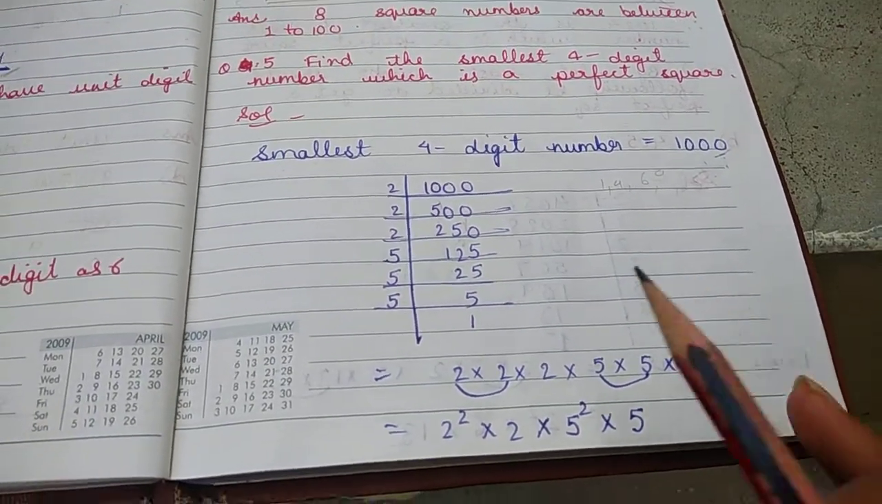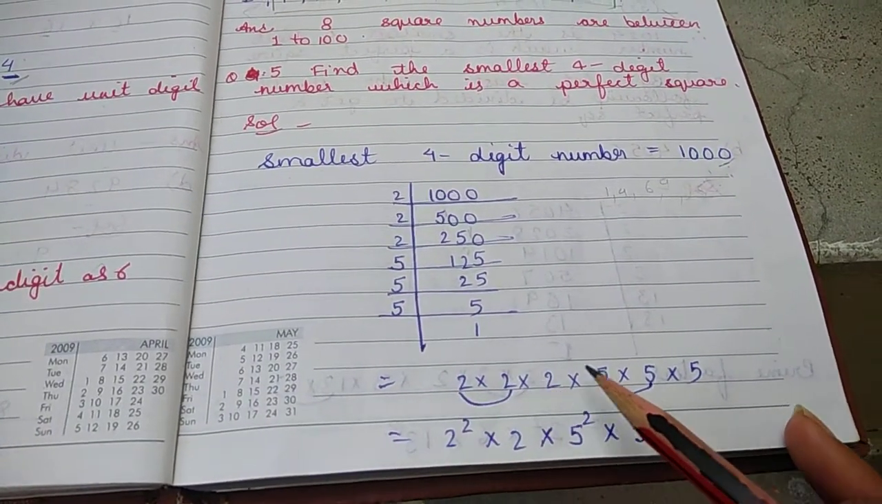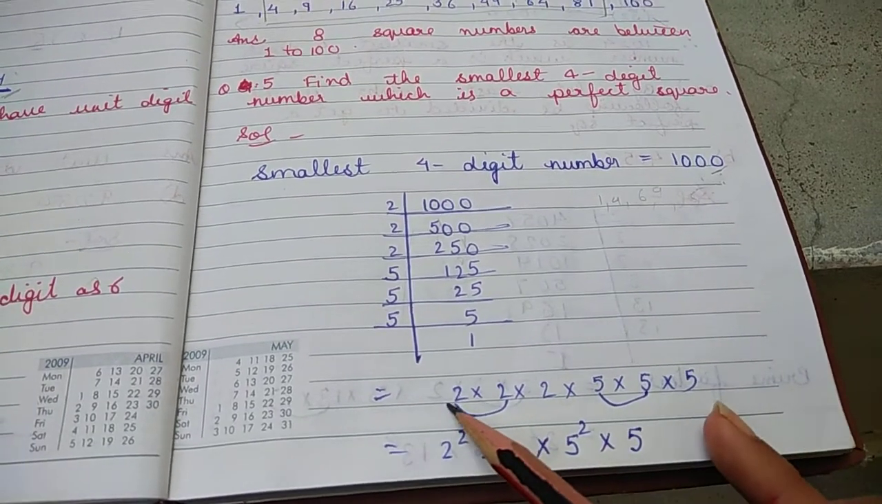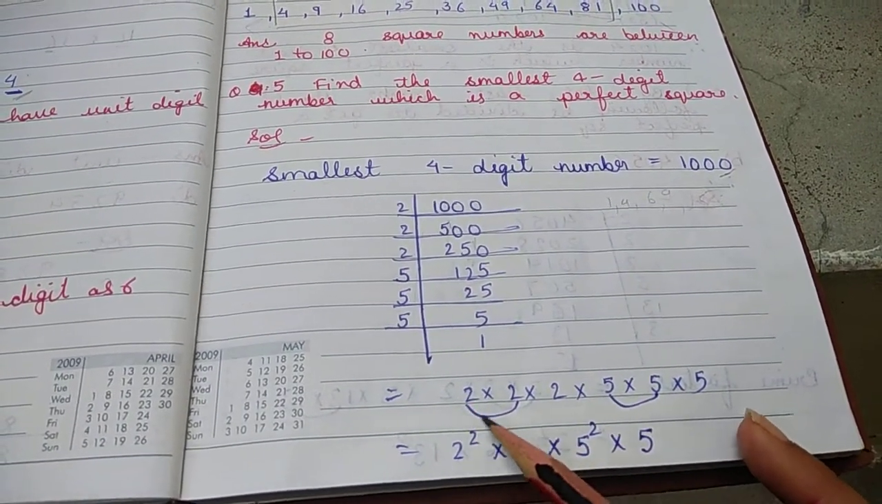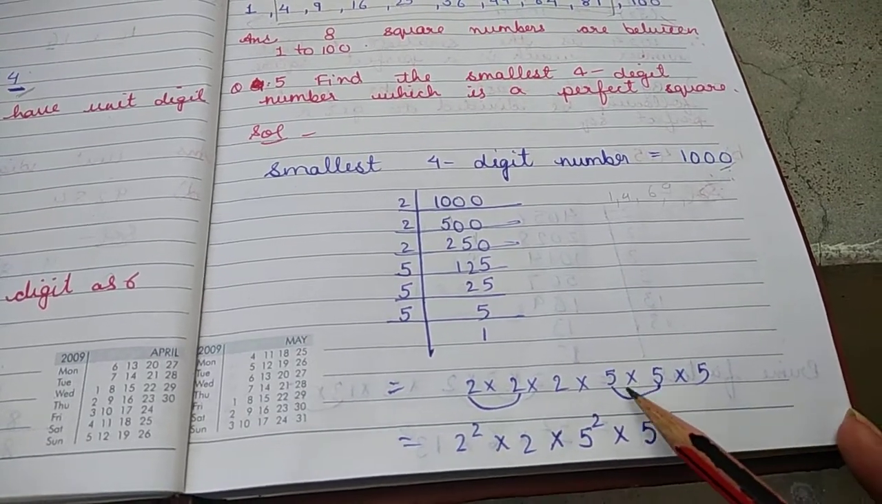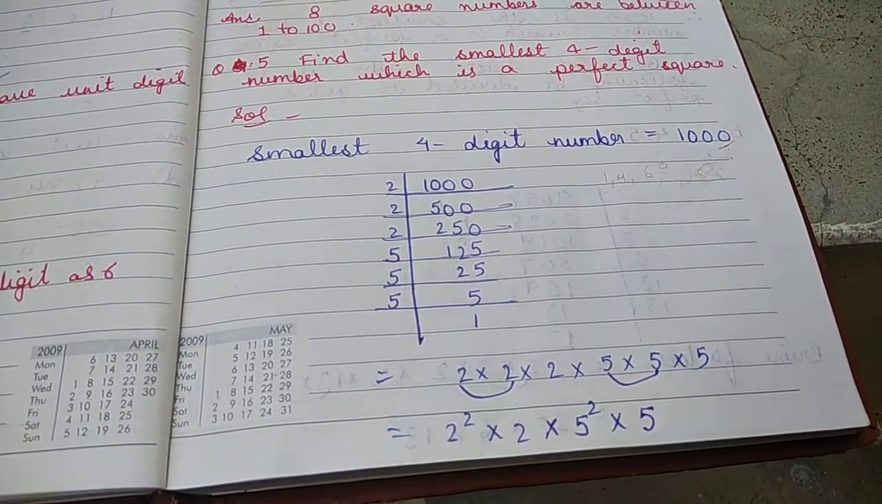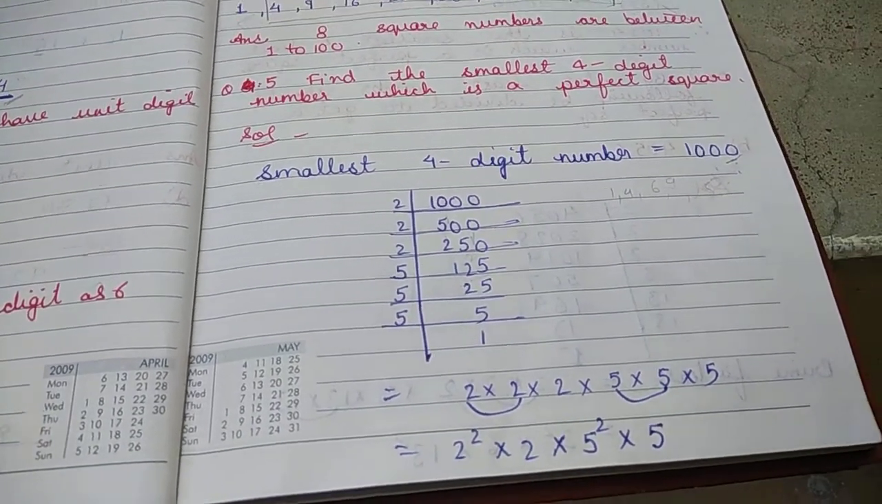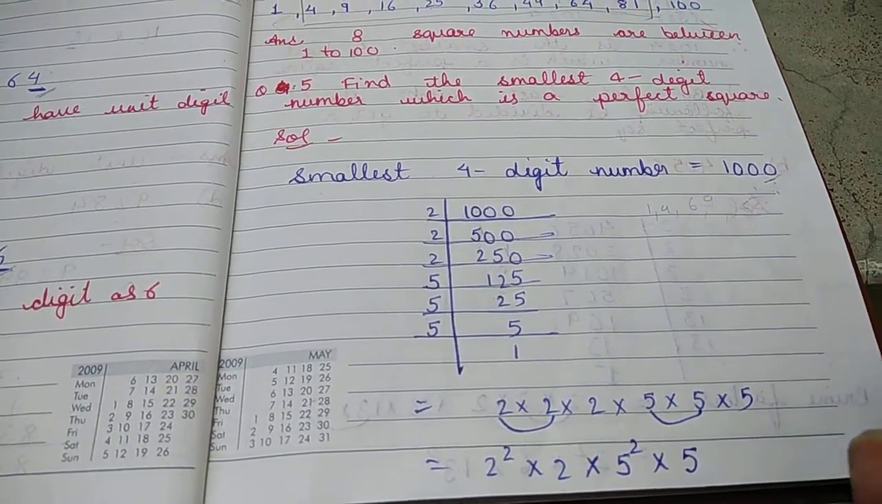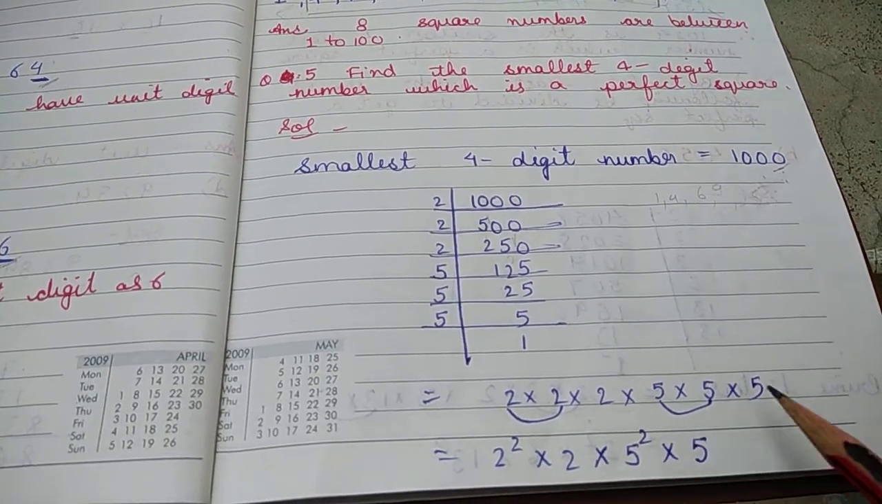So how many numbers are there? 2 into 2 into 2, 5 into 5 into 5. So just pair it up. The first two 2s have got paired up and two 5s have got paired up. A single 5 and a single 2 are left. Which means that this is not a perfect square number, since all the factors are not getting paired up.